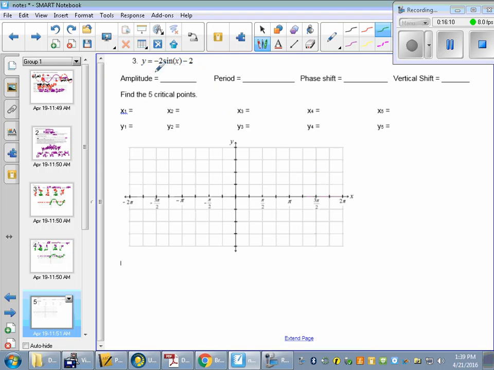Absolute value of our leading coefficient is our amplitude, so it's just 2. Period's still going to be the same. No phase shift. We don't do that in this class. And there is a vertical shift because it's a negative 2. This graph is shifting down 2 units. All right, let's put in all those x values.